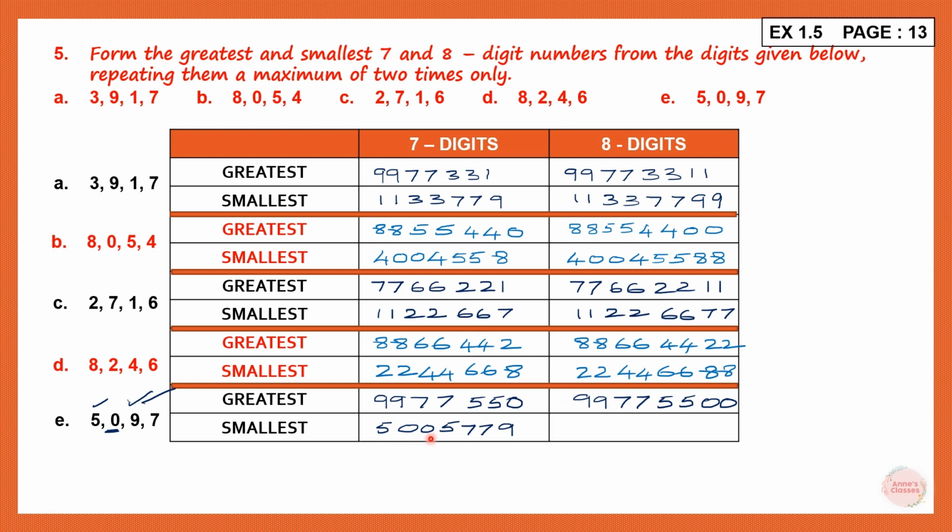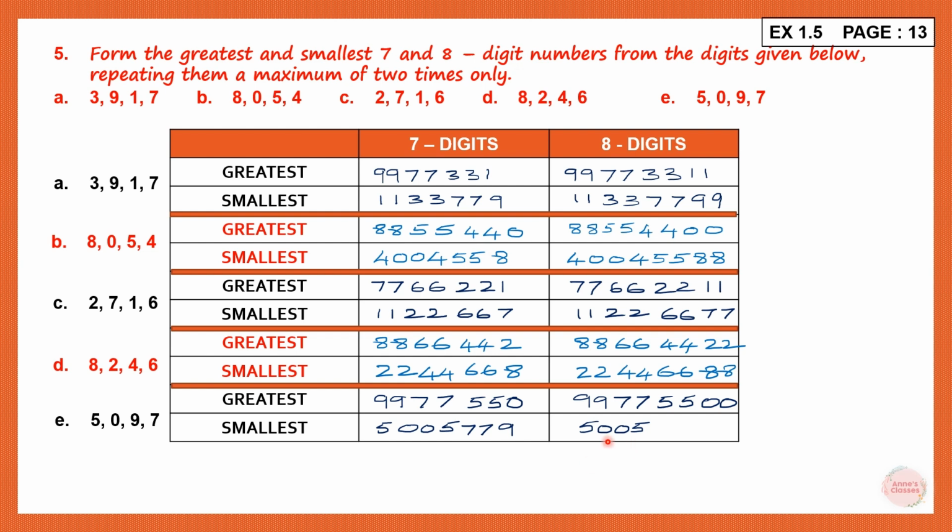Let's count 1, 2, 3, 4, 5, 6, 7. So 9 you don't have to repeat. Now in the next part, we have to repeat 9. That is the 8-digit number. We have to repeat every digit twice. So again, since it's the smallest, we are starting with 5. Then we put the 2 zeros and put the 5 again.